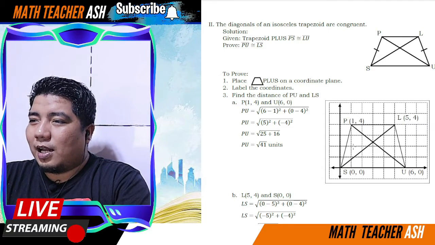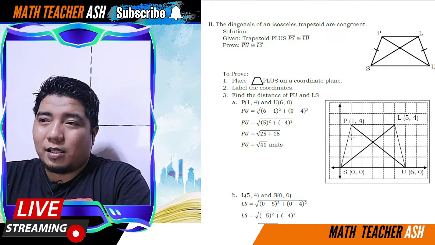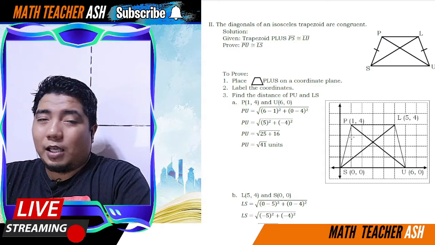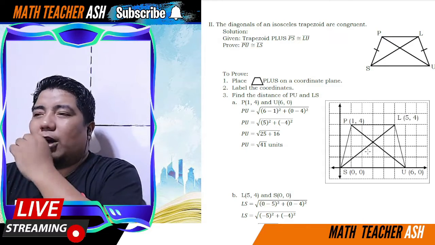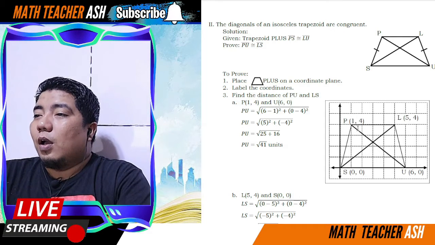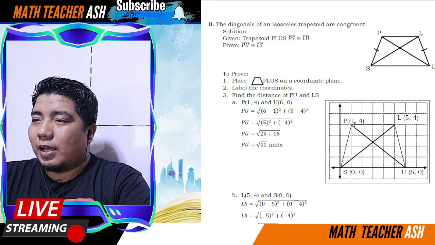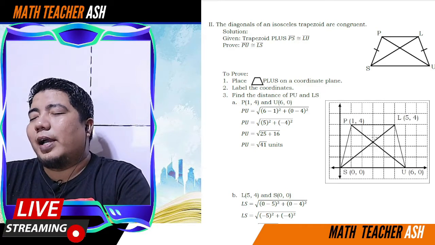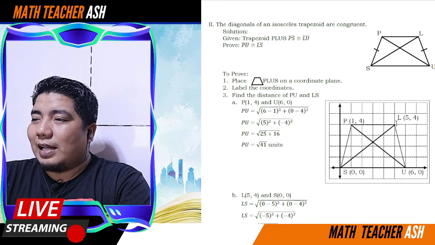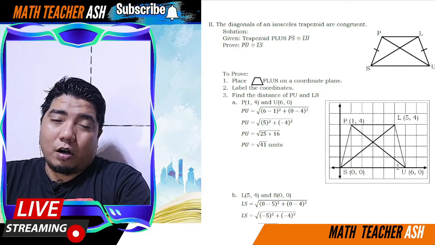They are the same length apart because remember, if two sides are parallel, the distance between them is equal. So we have here the same height. We have different bases and they have equal legs. Why equal legs? Because we moved the same distances. Alright. So now we will prove that LS and PU are congruent.